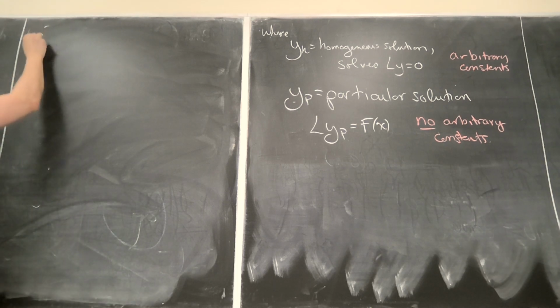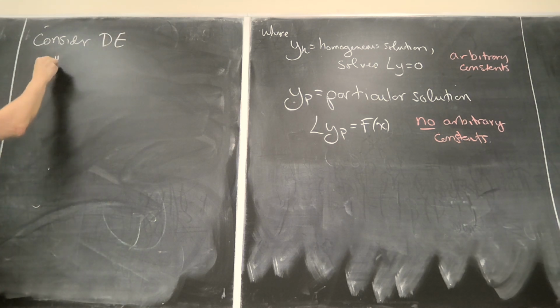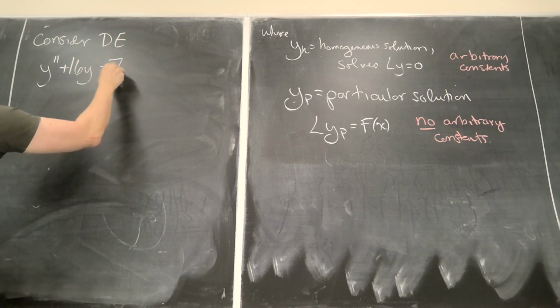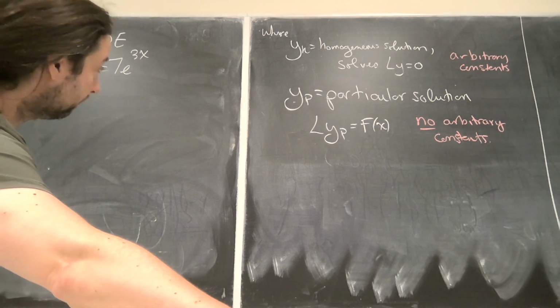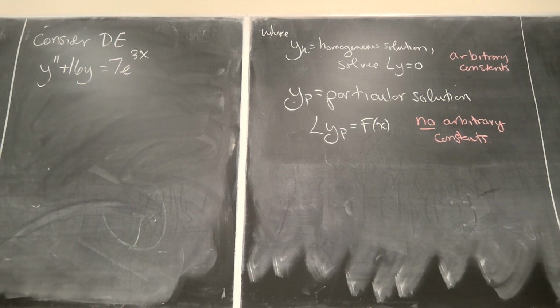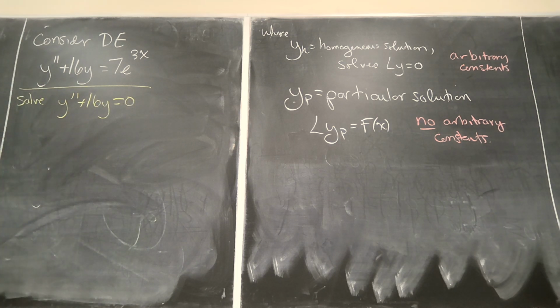Okay, so let's consider the differential equation y'' + 16y = 7e^(3x). If I was trying to solve this differential equation, knowing that I have to form a homogeneous and particular solution, and because knowing the homogeneous solution is going to guide my guesses later for the particular solution, I'm first going to solve the equation y'' + 16y = 0. So I'm going to solve the homogeneous equation first.